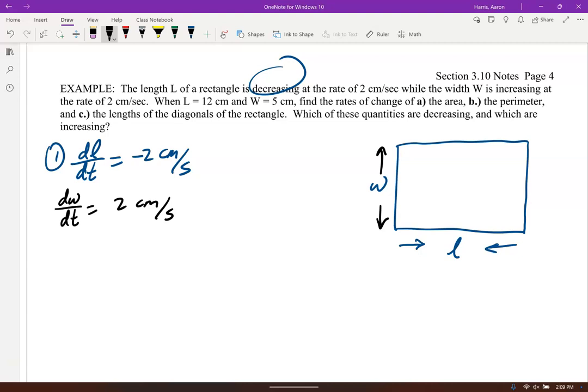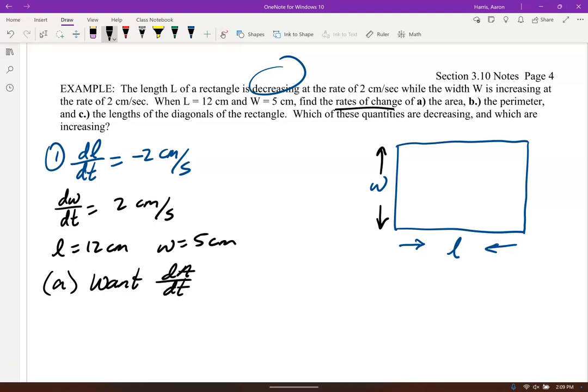Increasing. Now when L is 12 centimeters and W equals 5 centimeters, find the rate of change. Find the rate of change of the area. So we want dA/dt. So part A, we want dA/dt. And then we'll talk about the perimeter, dP/dt. And then we'll finally address the lengths of the diagonals.